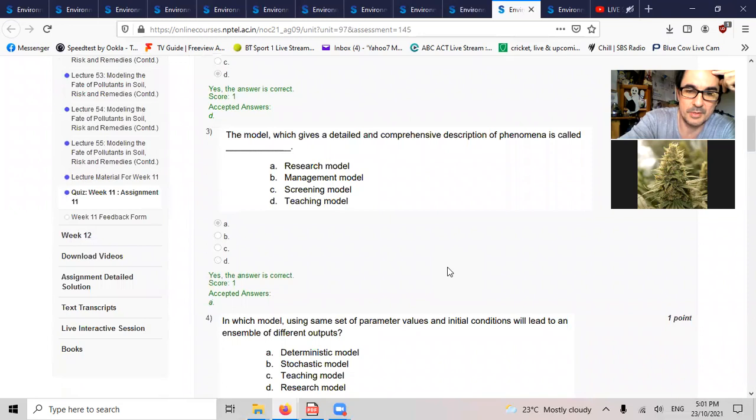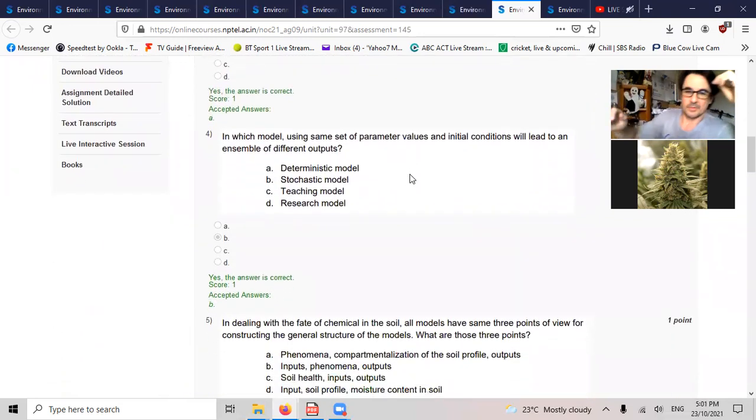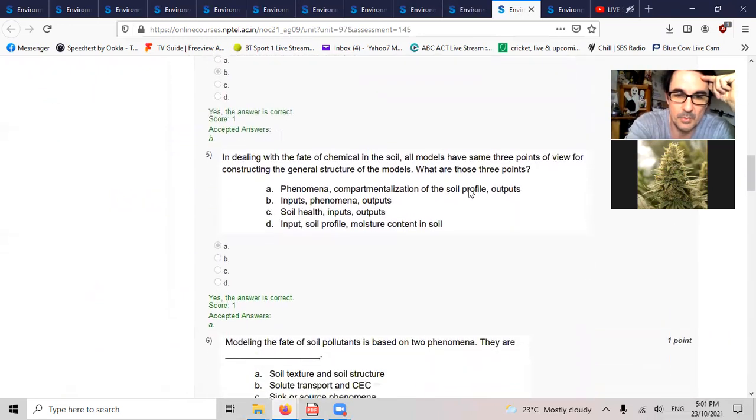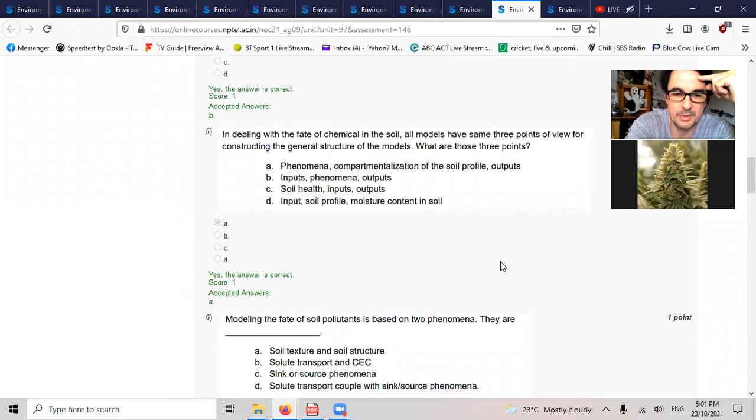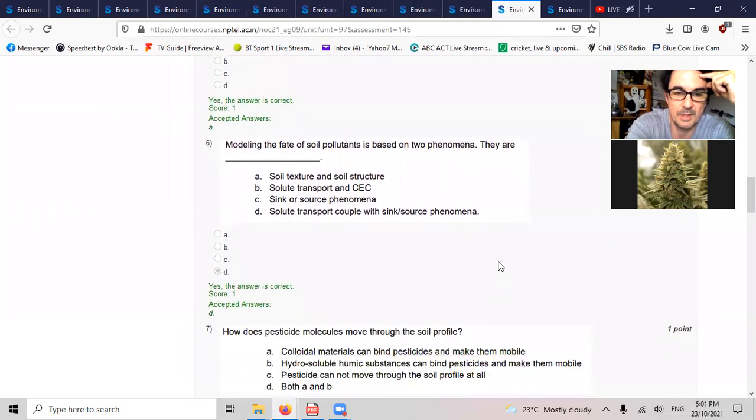Models set out parameters. It's a stoichiometric. Dealing with soil, different 3 points are phenomena. It's A. Modelling of fate of soil pollutants is 2 phenomena. It's a source, sink and coupled. D. How many pesticide molecules move through the soil profile? Pesticides coming through the soil profile. A. Combined by B, so it's D.